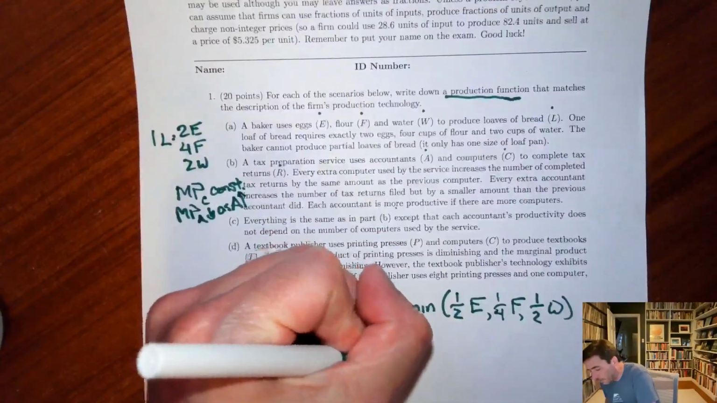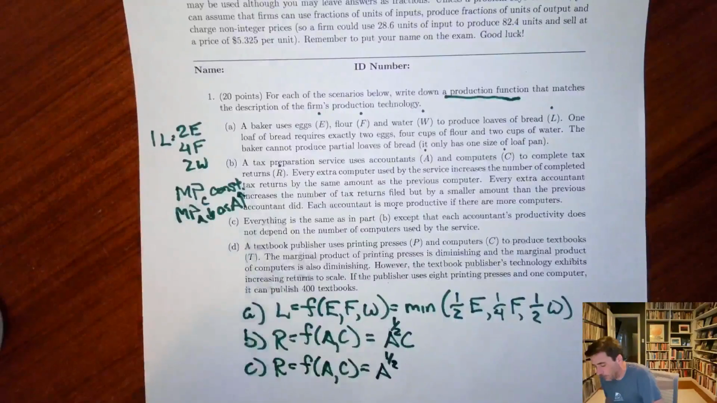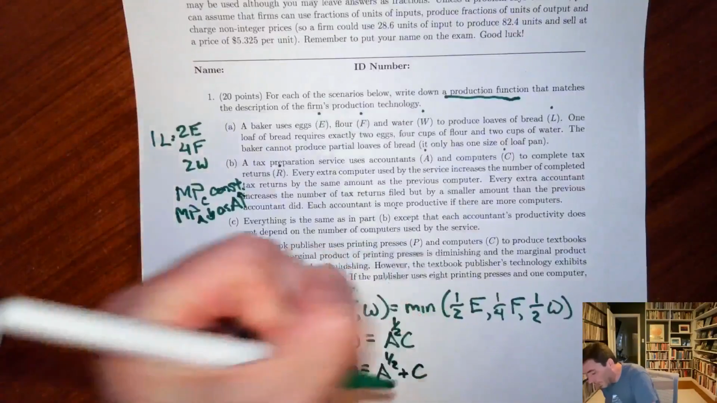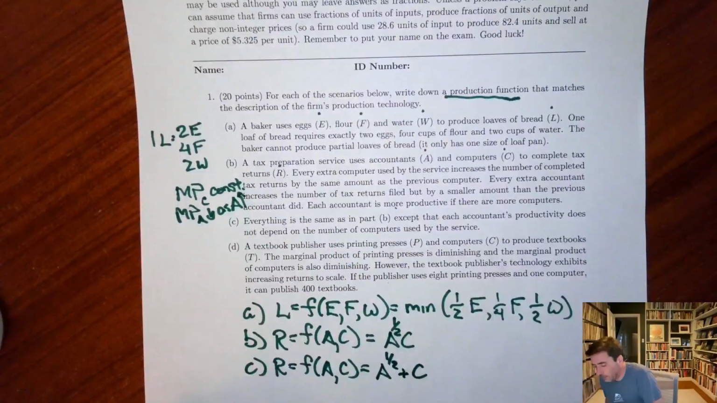Same fractional exponent on A, because that's the same as the previous part. Same constant exponent on C, because that's the same as the previous part. But now we want MPA, the marginal product of equivalence, to not depend on C. So I need them in separate terms.